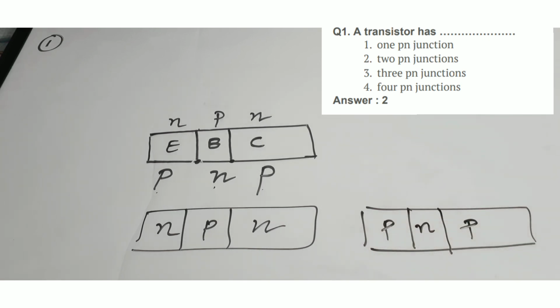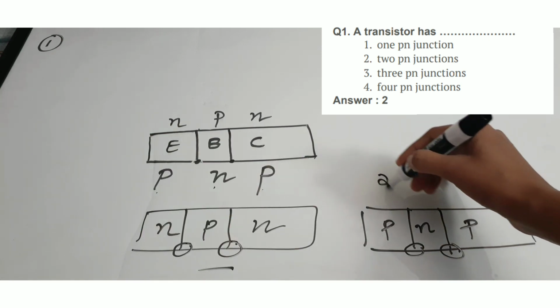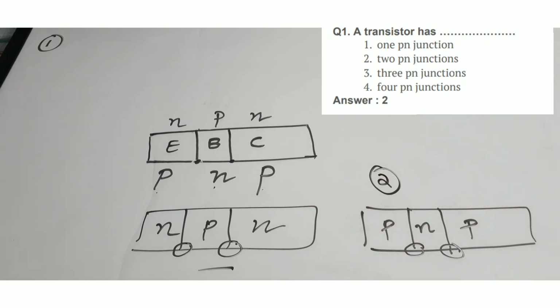In both these cases, how many PN junctions are there? There is 1, 2 for this case, and also 1, 2 for this case. So totally there are 2 PN junctions, and the correct answer for the first question is option 2, which is 2 PN junctions.